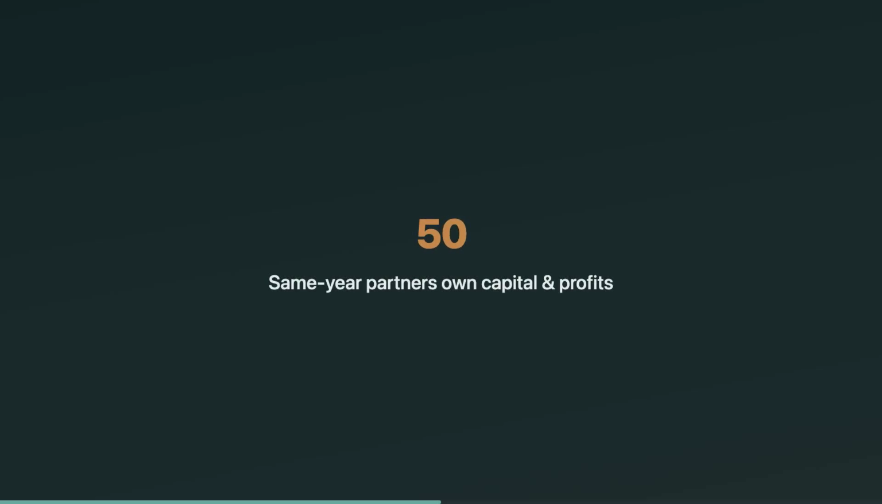For partnerships, one of the biggest required year rules is the majority interest partner test. If partners who share the same tax year own more than 50% of both capital and profits, the partnership's required tax year is that tax year. Notice the exam trap. It's not 50% or more. It must be more than 50%.